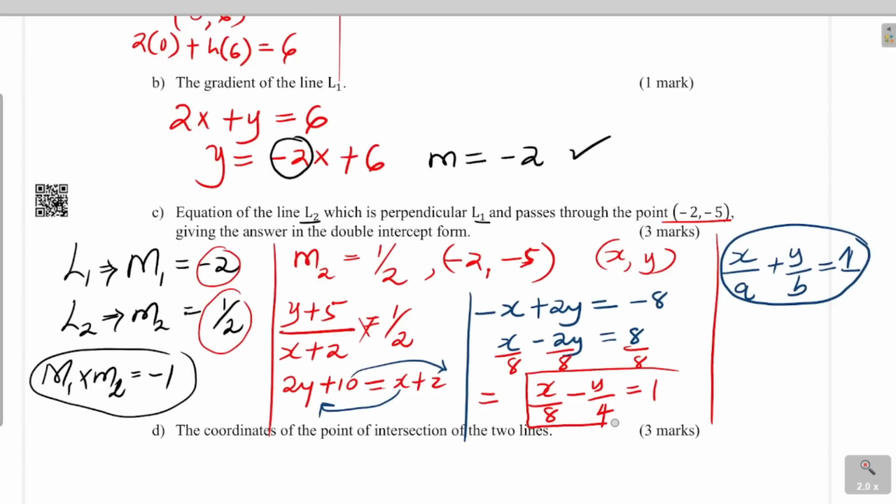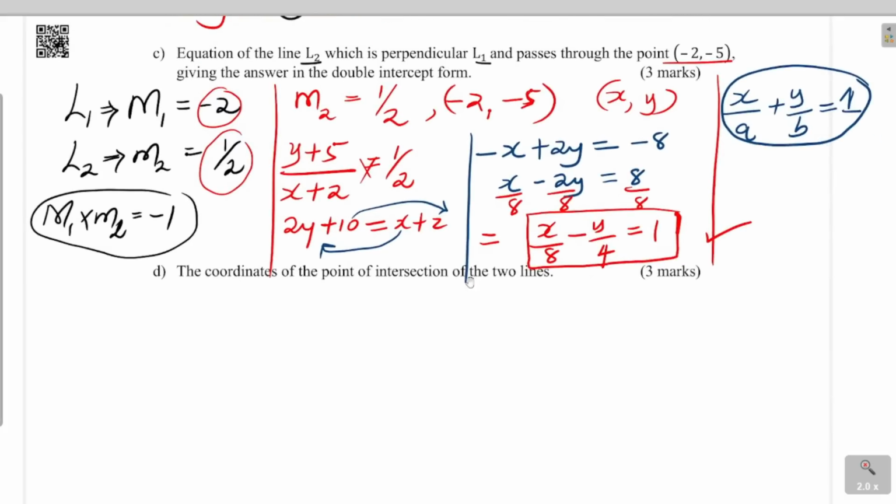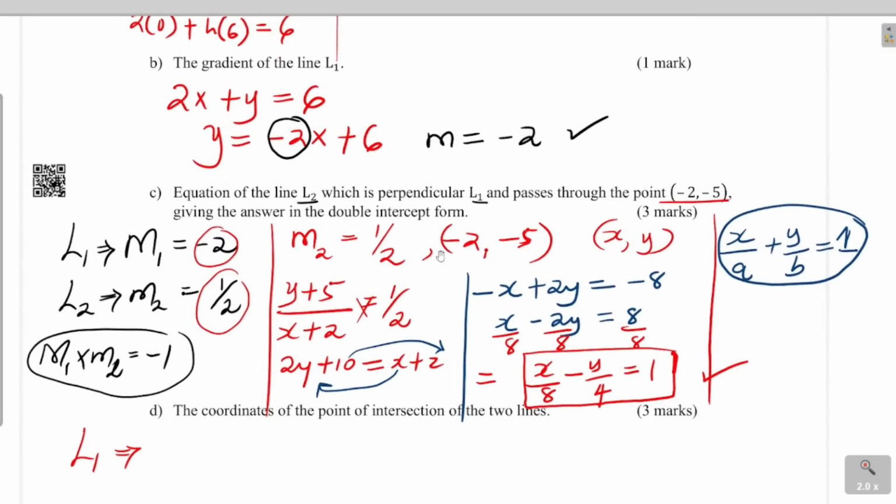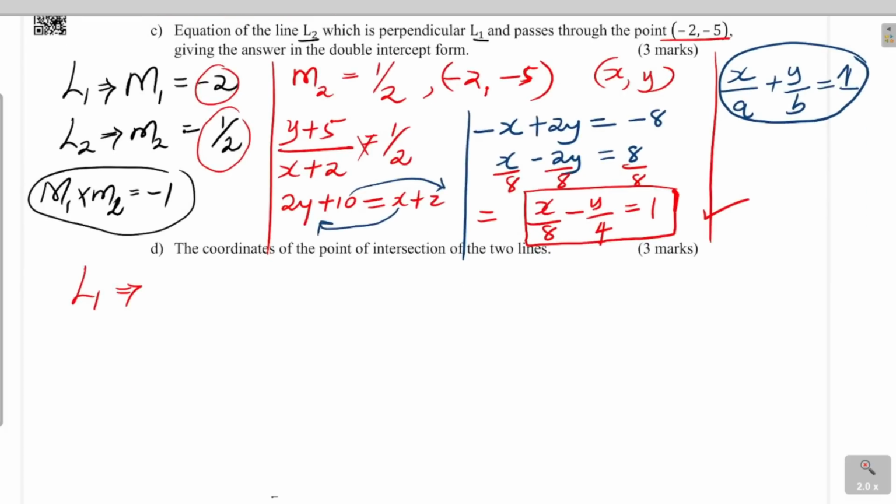So that is the equation in double intercept form. The next question: the coordinates of the point of intersection of the two lines. So we have line 1, we get the equation. The equation of line 1, we are going to use this one. 2x plus y is equals to 6.